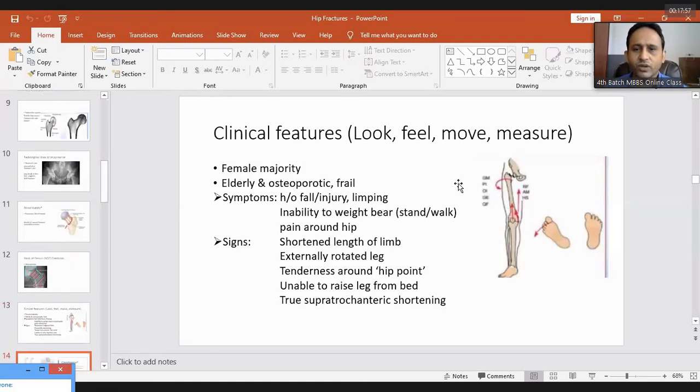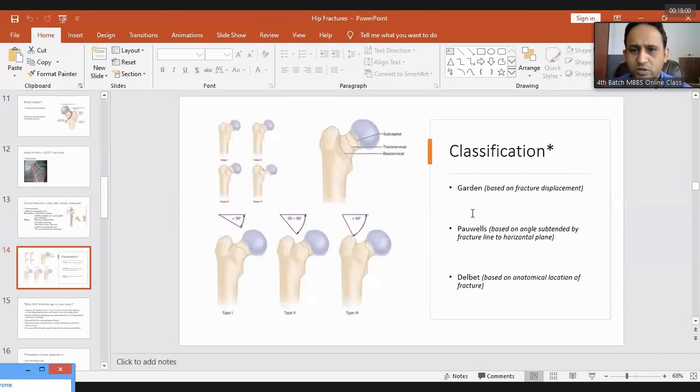So broadly classifying, you need to know these three names. Garden, that's the important classification. It gives a classification based on the fracture displacement.